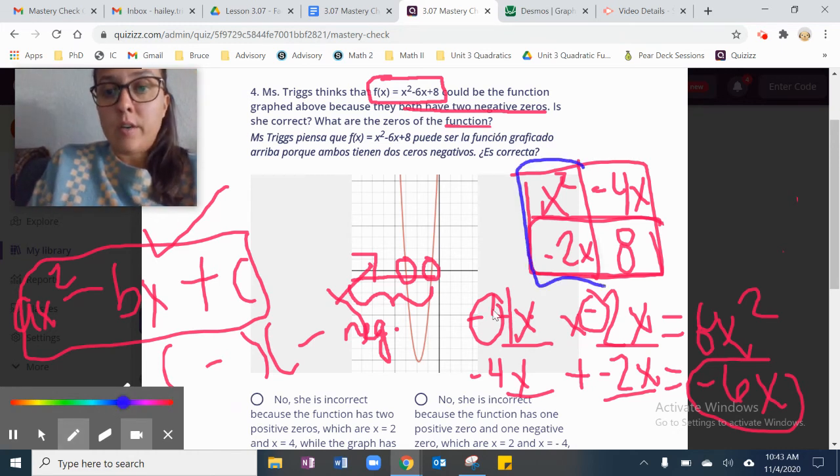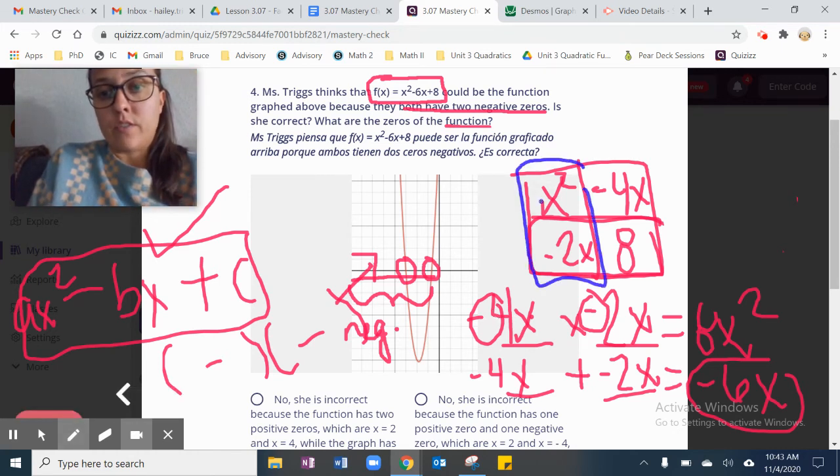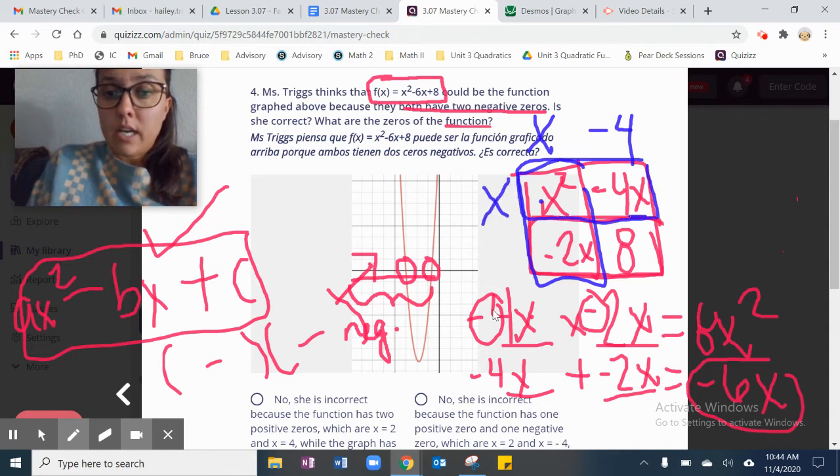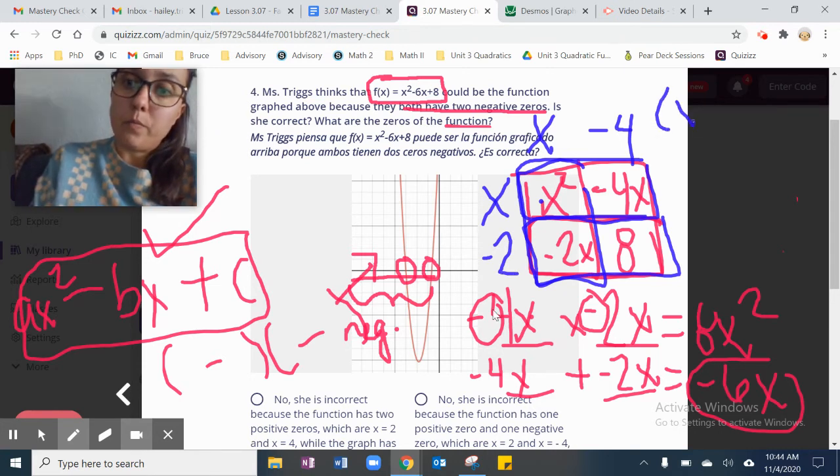So from here we have x squared and then negative 2x, so we can pull an x out. From here we have 4 and 8. I know I can pull out a 4, but I'm going to make sure it's negative. If we pull out something, it'll be x and then negative 2. So x minus 4, x minus 2.